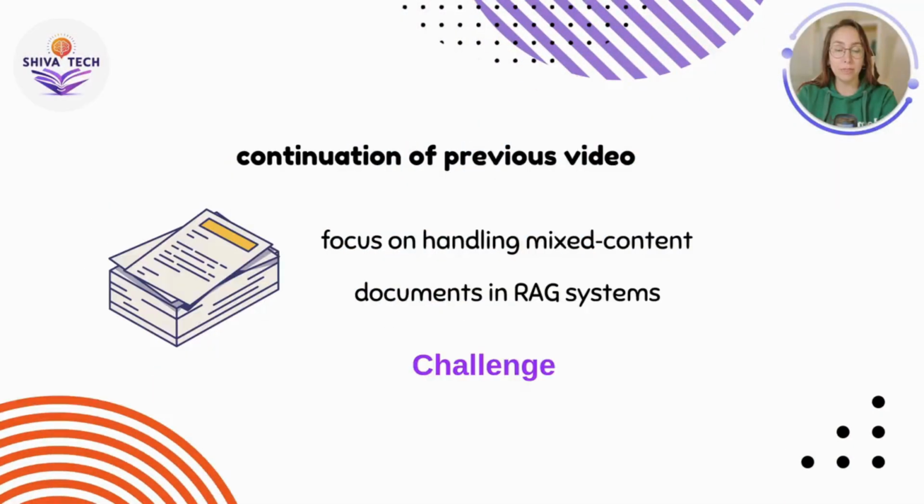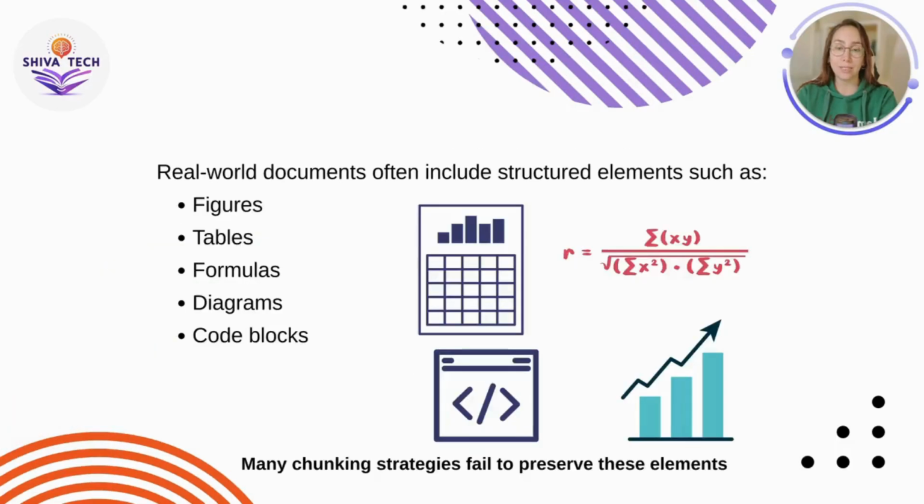In the previous video, I talked about different chunking strategies, but they were mostly useful for content that is fully text. Now this one is more complicated because I'm going to focus on content that has different data types, not only the text itself in the document. And in your RAG system, if you want to chunk them, it is quite challenging.